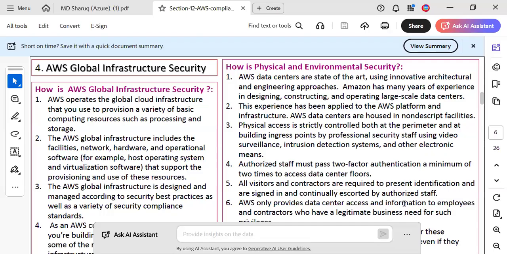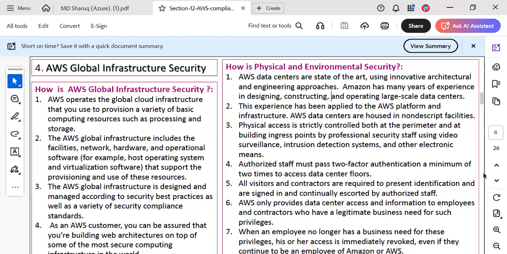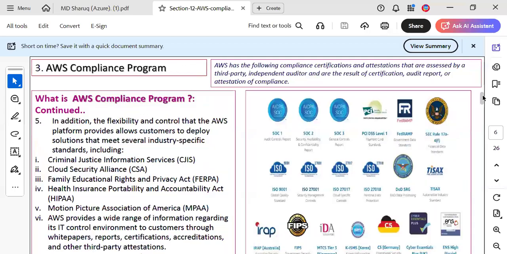Physical access is strictly controlled both at the perimeter and at building ingress points by professional security staff using video surveillance, intrusion detection systems, and other electronic means. It means physical security is followed very thoroughly. Ingress points are almost edge locations. Otherwise, staff must pass two-factor authentication a minimum of 2 times to access data center floors. It means multi-factor authentication is there, like for online access. The same way they have multiple security policies.